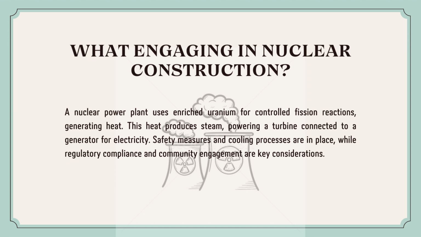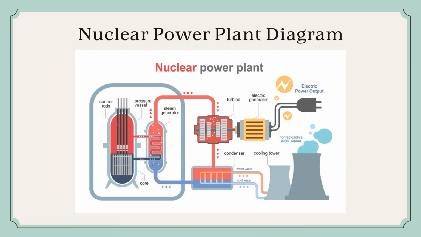What is engaged in nuclear construction? A nuclear power plant uses enriched uranium for a controlled fission reaction, generating heat. This heat produces steam, powering a turbine connected to a generator for electricity. This is a nuclear power plant diagram.